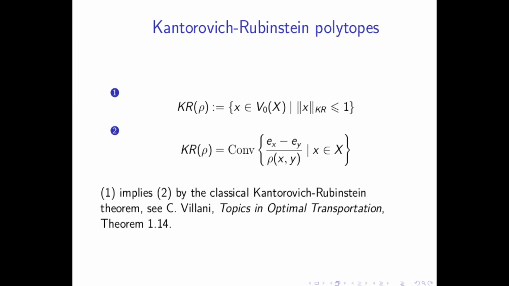Actually, now I will introduce Kantorovich-Rubinstein polytopes. So we have this vector space, and we have the norm, the Kantorovich-Rubinstein norm. And of course, in a finite dimensional Banach or normed space, we have a unit ball, which is a centrally symmetric convex set. And this is a polytope in this case, and we call it the Kantorovich-Rubinstein polytope associated to this metric space rho. The explicit definition is the following. It follows precisely from the classical Kantorovich-Rubinstein theorem.